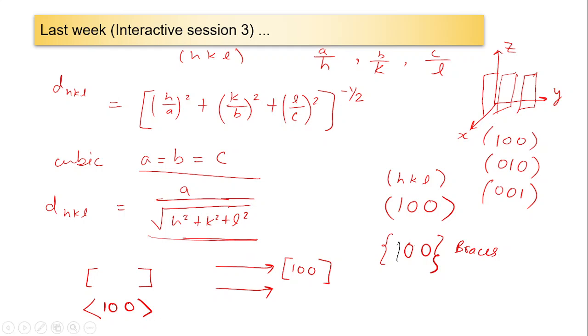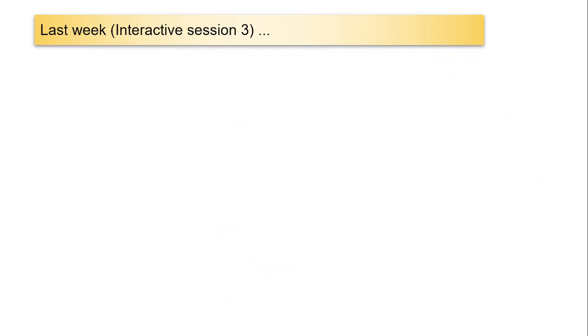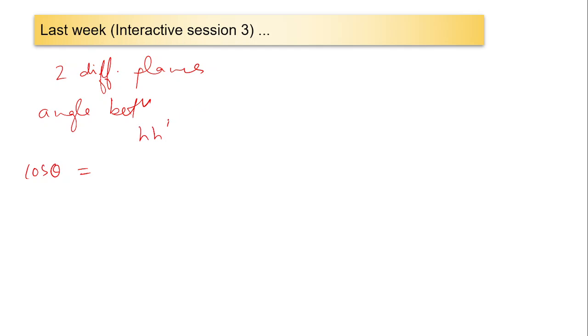The next thing was, if we have two different planes, how to calculate the angle between them. We had derived the formula, and the formula comes out to be this: cos theta is equal to h h prime and so on, where hkl is for one plane and h prime k prime l prime is for another plane.